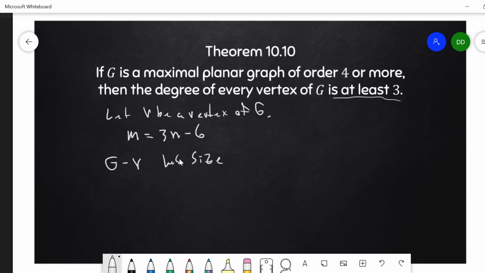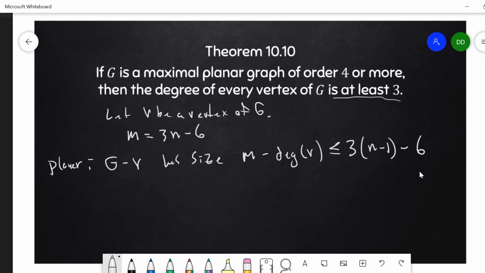Well, what's the size of G minus V? It depends on what the degree of V was. It's m minus the degree of V. But I also know that the size has to be less than or equal to 3n minus 6 because G minus V is planar. So m minus the degree of V is less than or equal to 3, well, 3 times n minus 1, minus 6. N was the number of vertices in my original graph. Here I've removed a vertex, so this would be 3(n minus 1) minus 6.